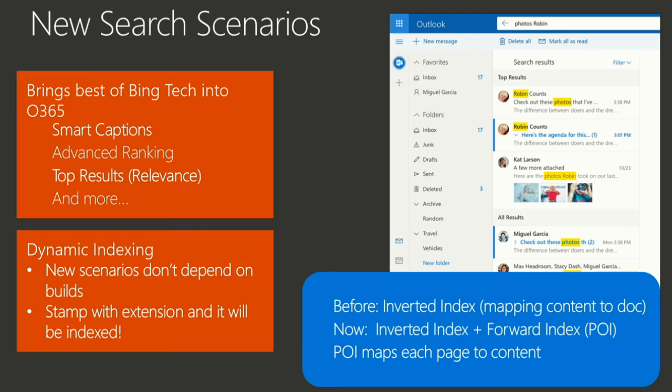The other scenario is dynamic indexing. Before, when we had a new search scenario, we had to tie it to a build, and a build in Exchange Online can take up to 2 weeks to deploy. Now, we just stamp our scenario with an extension, and when that mail comes in with that extension, it automatically gets indexed. So there's no more waiting. It's a lot faster for scenarios, which will help with innovation there.